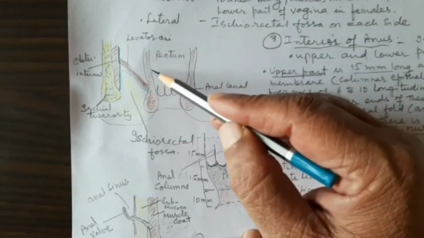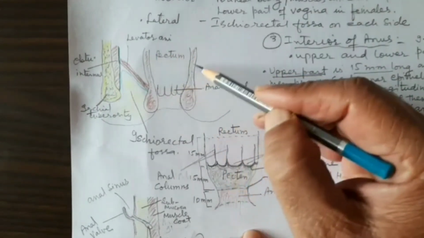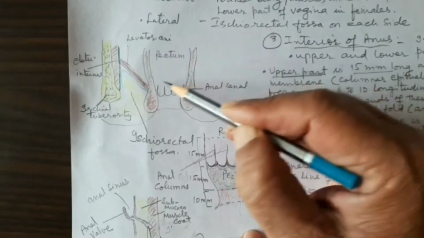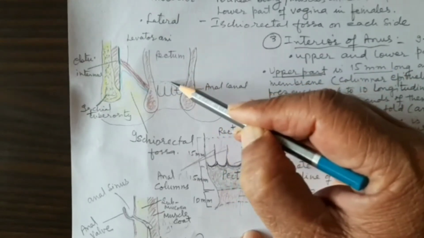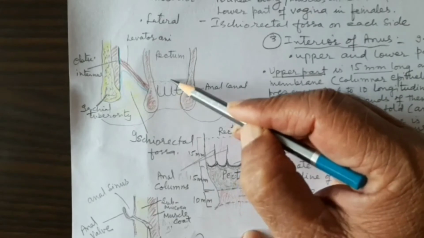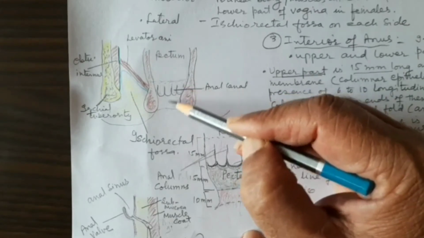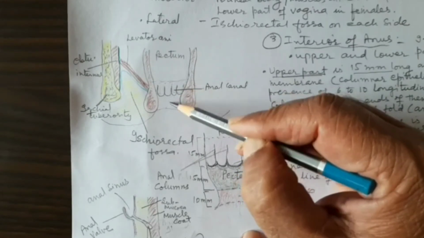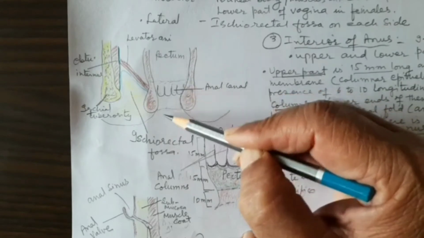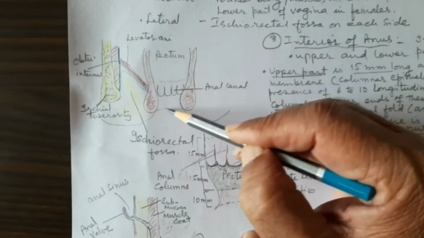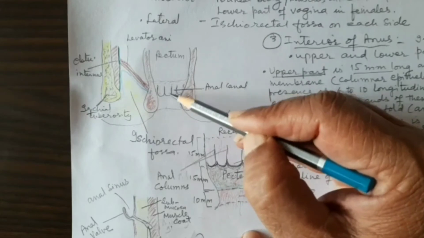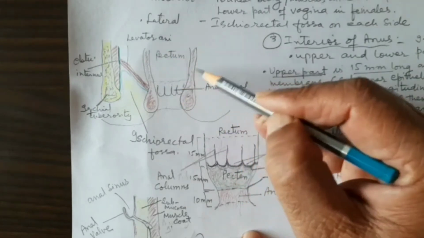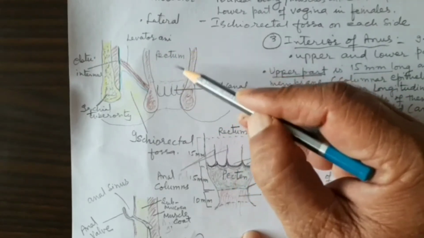This is the part of the rectum. Above is the rectum, and see, this may be the anorectal junction here, and below this, the terminal part of the alimentary canal is the anal canal. So from the anorectal junction up to the anal orifice, this is the anal canal. Above is the dilated part, the ampulla of the rectum.